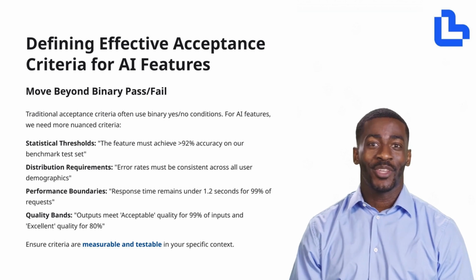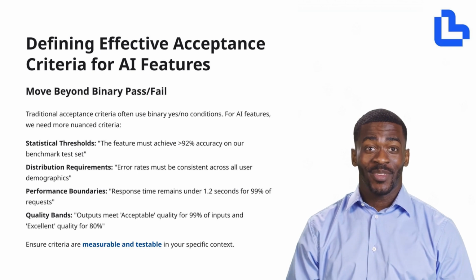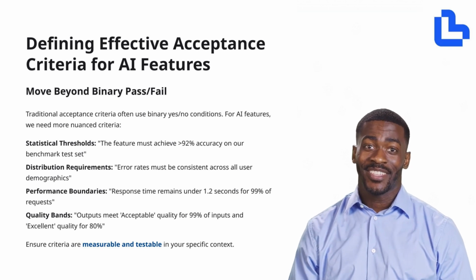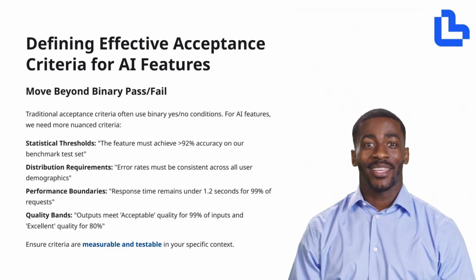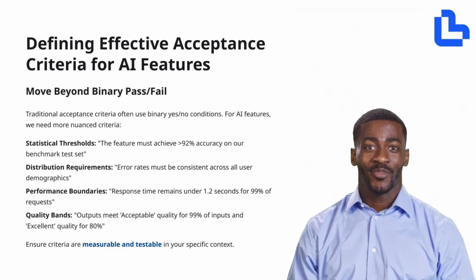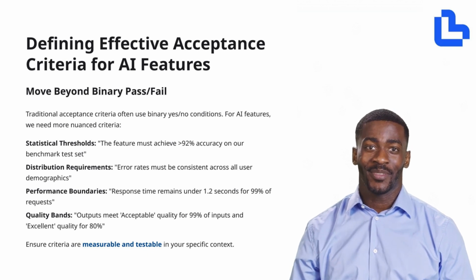Now that we've covered the core components of an AI feature specification, let's talk about how to define effective acceptance criteria. This is where we move from concept to validation, ensuring that the feature performs as intended and meets quality standards in a measurable way.